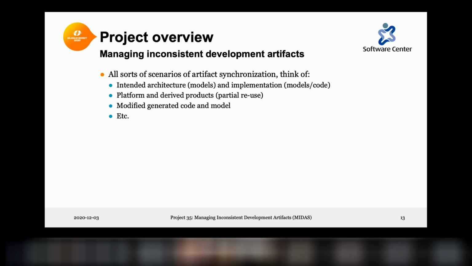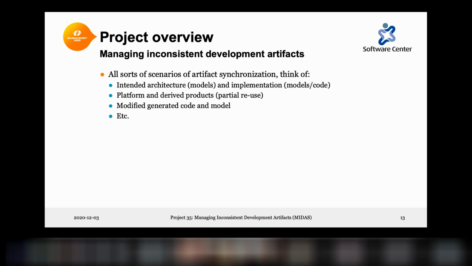So in the example before, maybe it was closest related to consistency between the intended architecture described in some kind of models and the implementation described in code or even also in models. And then another kind of artifact synchronization is when we are looking at completely different settings, where models are used in, let's say, a product line setting to describe different variants of the same system.